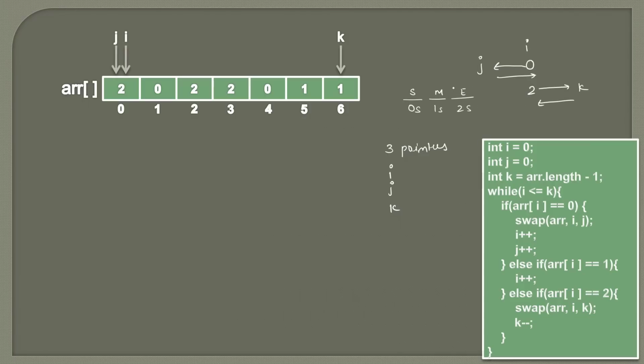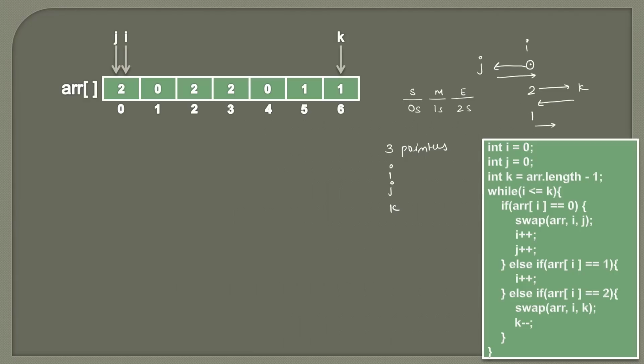So this will achieve this part. When I encounter 1, it will do nothing. It will simply traverse ahead because 1 is already in the middle. So this is the crux of the algorithm, that we have 3 pointers and 3 numbers.